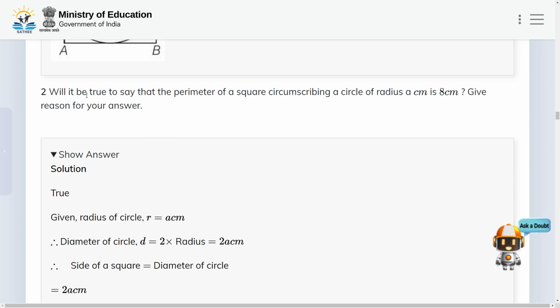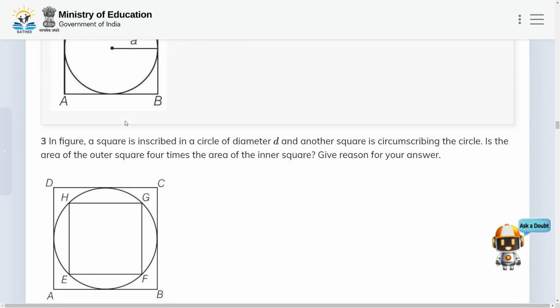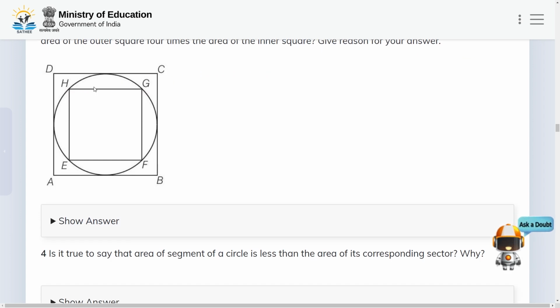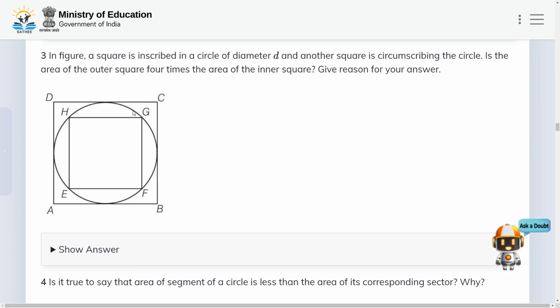So yes, it will be true to say that the perimeter of a square circumscribing a circle of radius a centimeter is 8a centimeter. And now let us move to the next problem. In the next problem here we have this figure. In the figure a square is inscribed in a circle of diameter d, and another square is circumscribing the circle. Now the question is, is the area of the outer square 4 times the area of the inner square? Give reasons for your answers.